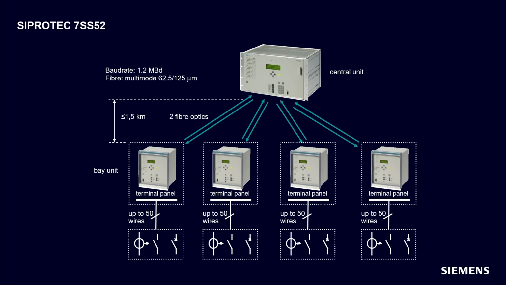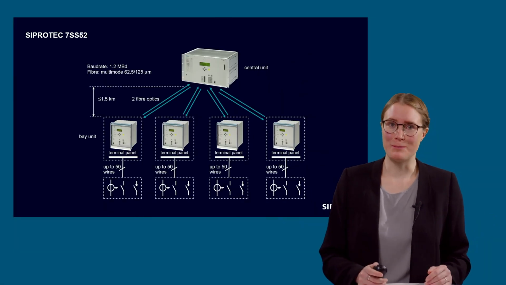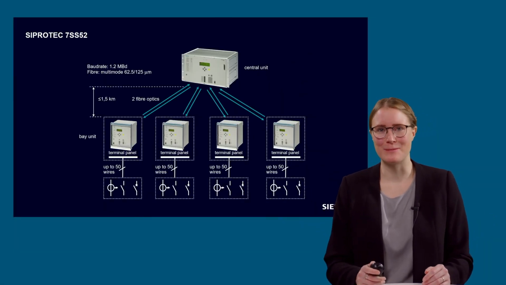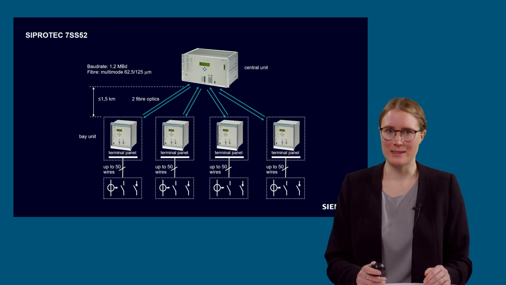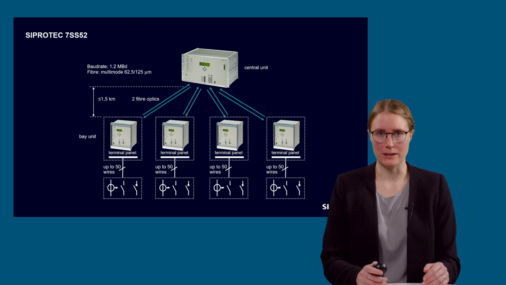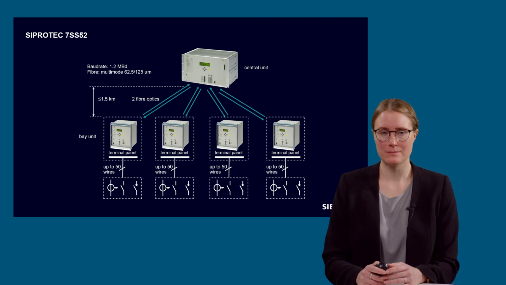The 7SS52 busbar protection is applicable for big substations with single, double, triple or quadruple busbar systems with or without transfer bus, with up to 48 bays and 12 busbar sections.